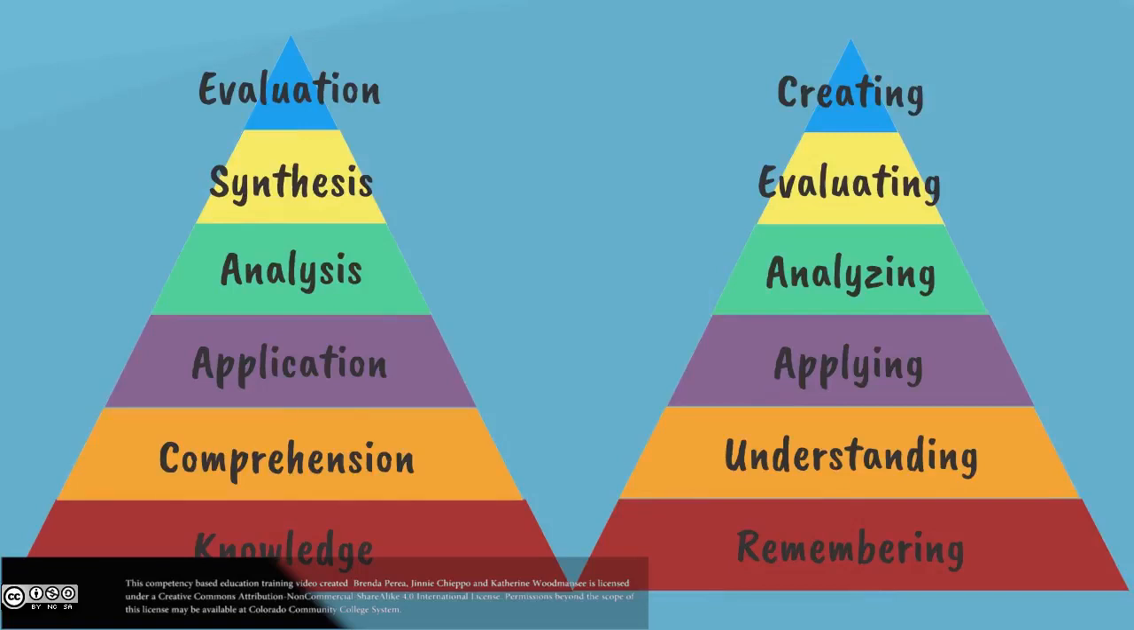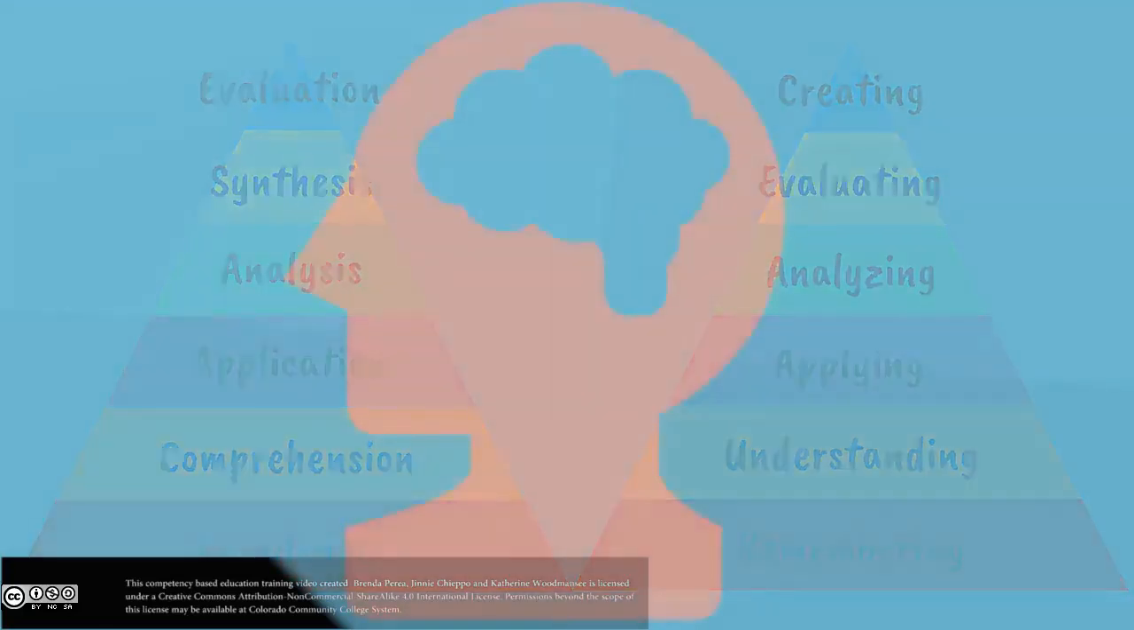With the list shown side by side, you can see that the new taxonomy uses action verbs that reflect the active nature of learning. You will also notice that synthesis has been changed to creating and is now at the top of the pyramid. The other thing that has been changed is that knowledge has been removed, since knowledge is actually the basis for all of these 6 cognitive processes.